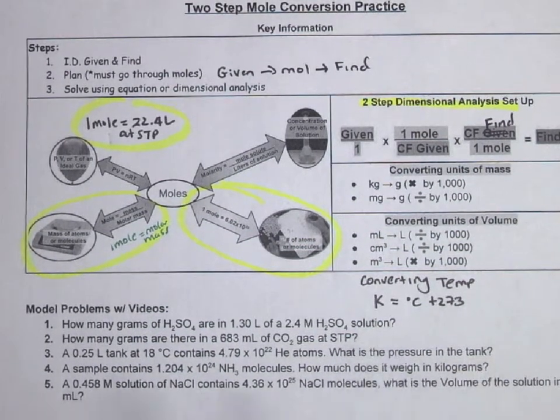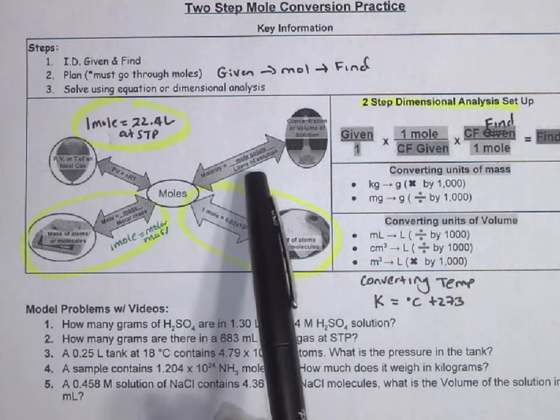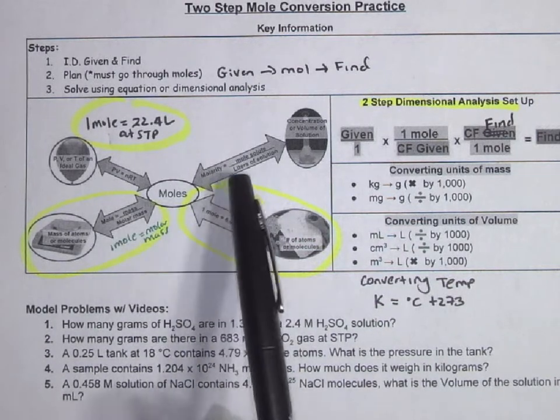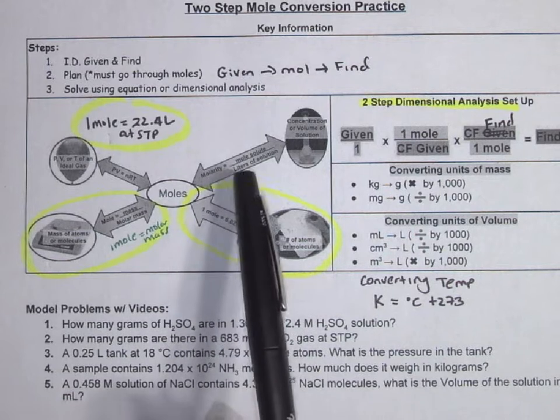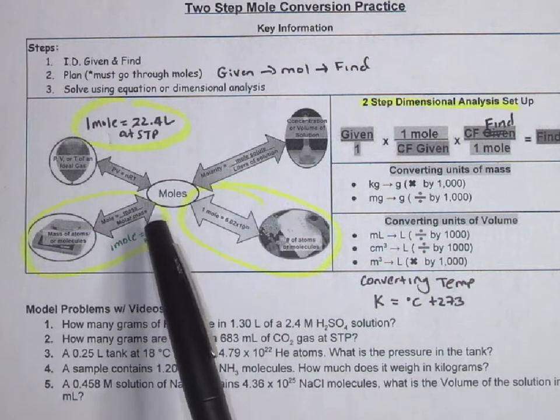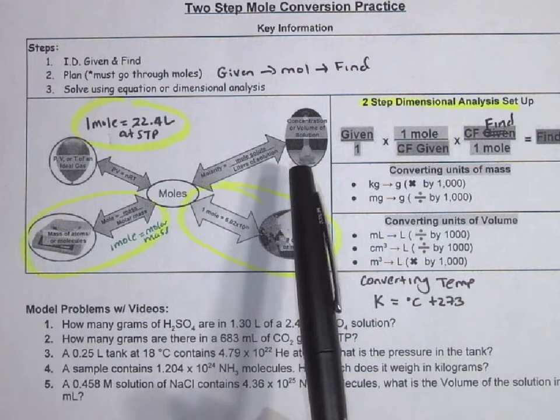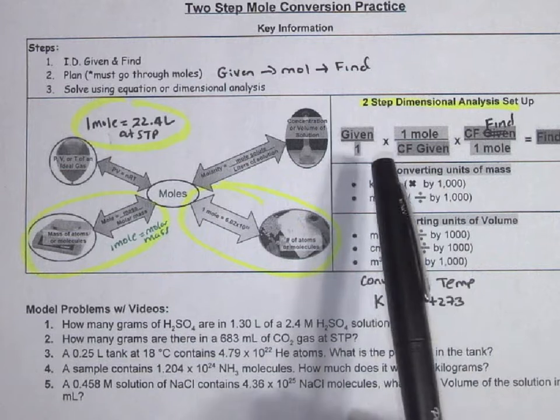Now when it comes to solving, there are 2 ways that you can solve. You could use the equations that are along the arrows and just plug in your values and solve for your unknown, which is our plug and chug method. Or you can use dimensional analysis.